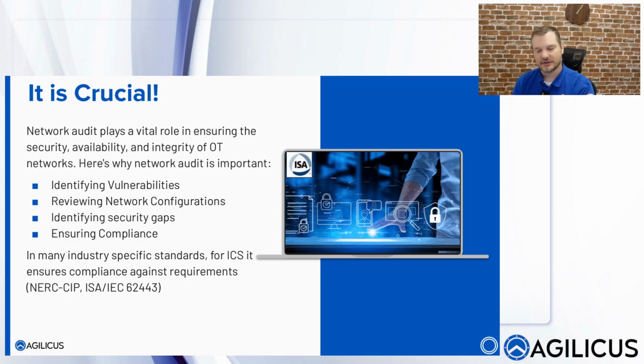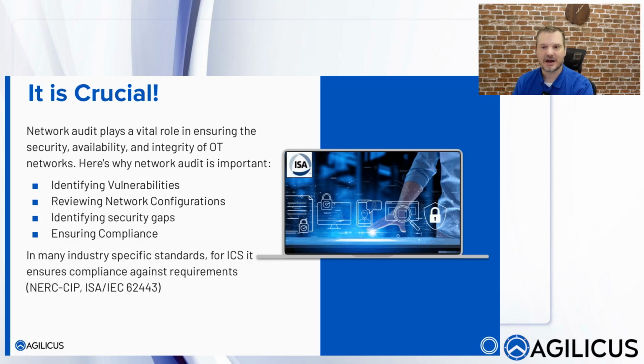So that transaction that occurs sometimes requires more permissions, more access, and it becomes important to keep the integrity of our OT networks intact. And how do we do this? Well, there's a couple things. First, if we can identify vulnerabilities through the tooling, we can review our network configurations, we can identify security gaps, but also ensure compliance. And there are many industrial standards that are driving these requirements.